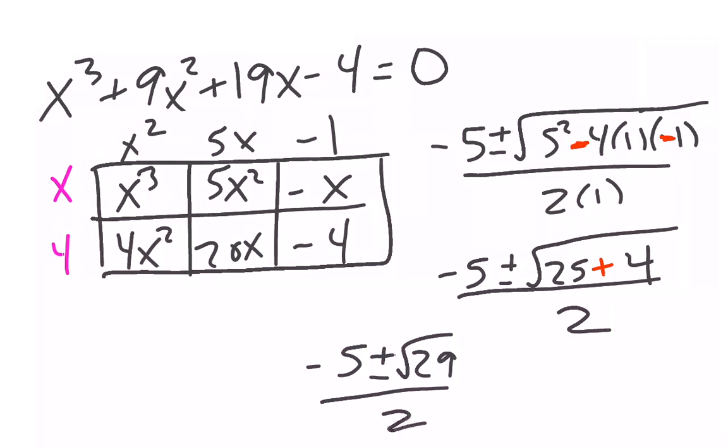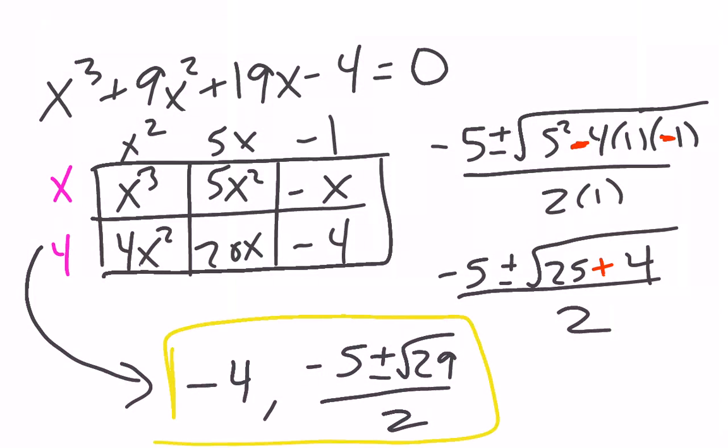And that's all. I can't do anything to the square root of 29. He's what we call prime. And I have to bring down my -4 from my original. And I'm done. There we go. He wasn't so bad. And a lot of us got that one.